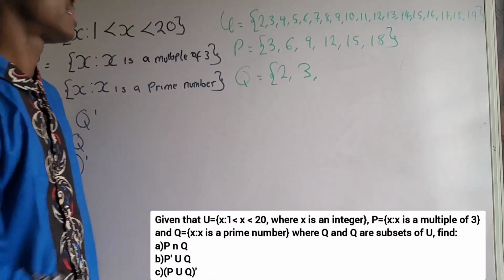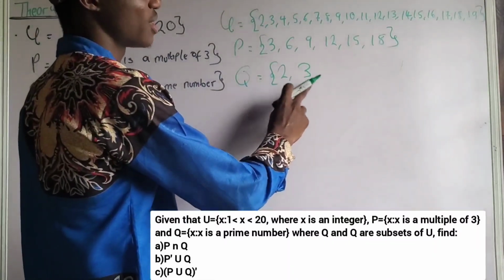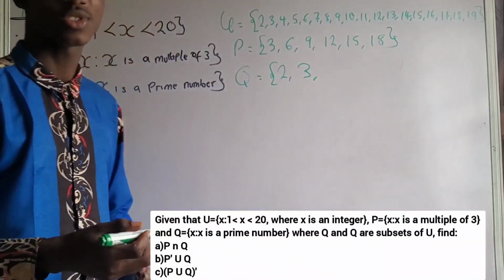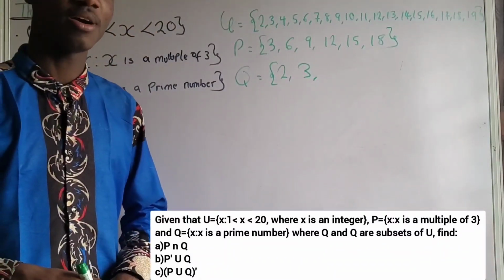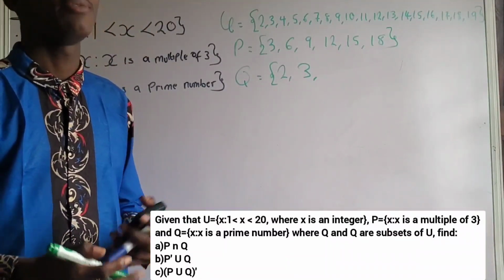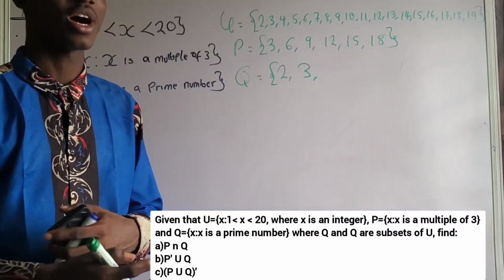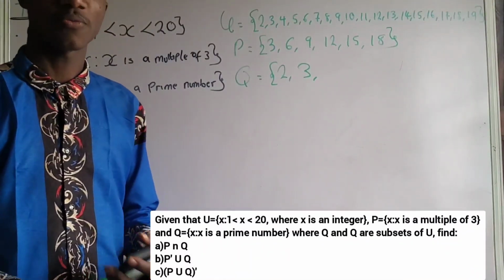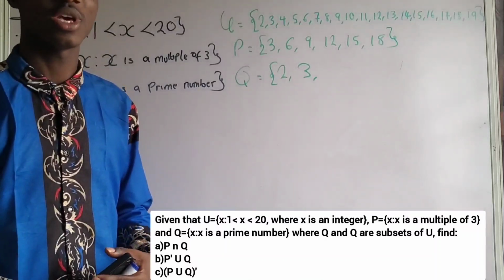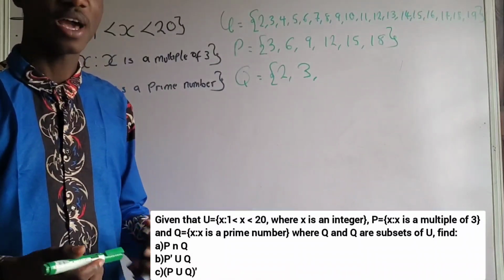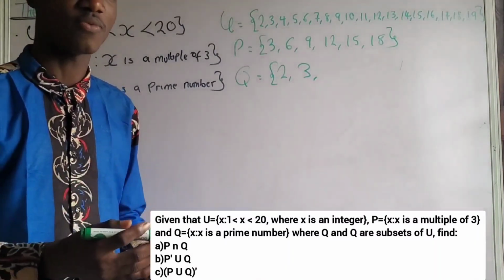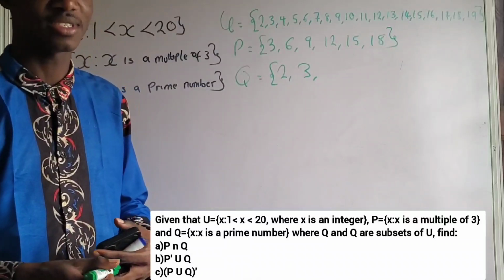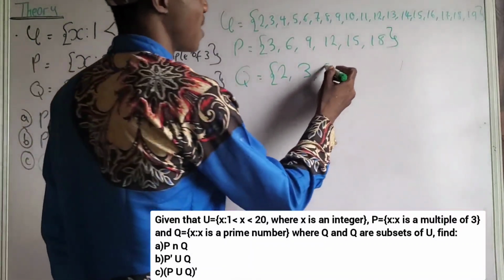So that means that we have 2, 3. What of 4? 4 is not a prime number, and the reason is simply because if you divide 4 by 2, you are not going to have any remainder. Are you getting it? So we cannot put 4. What of 5? 5 is also a prime number because 5 is divisible by itself and 1 without remainder. Are you getting it? So we're going to have 5 here.